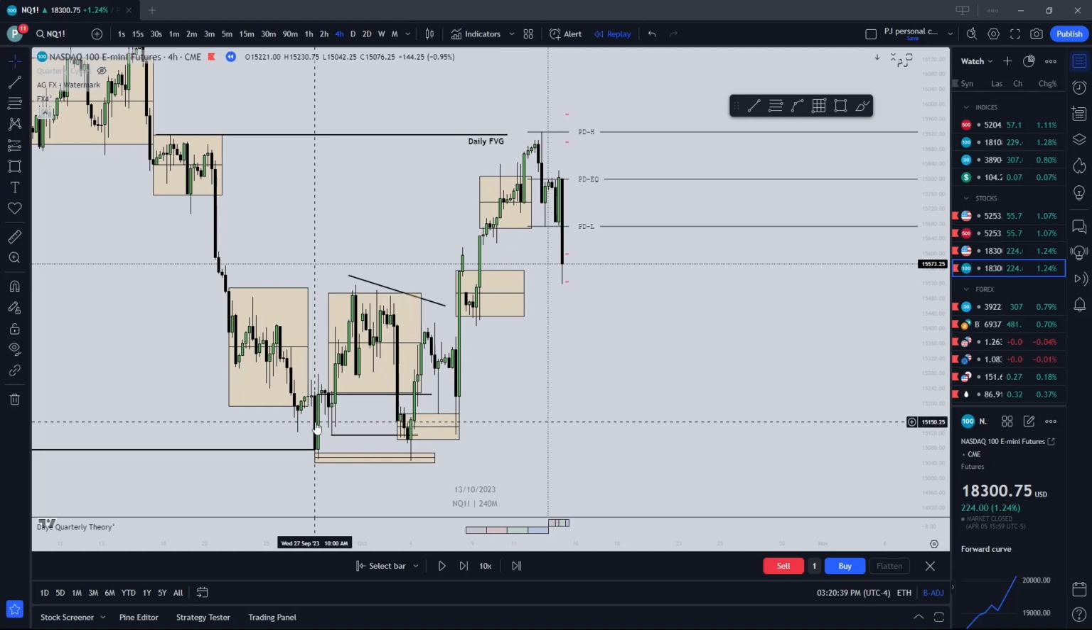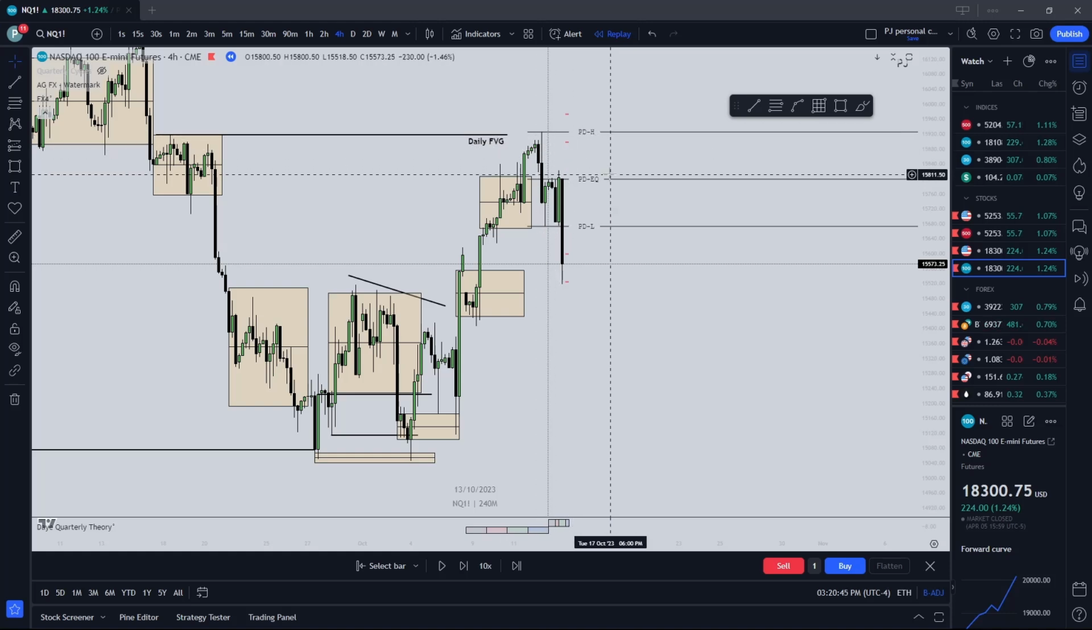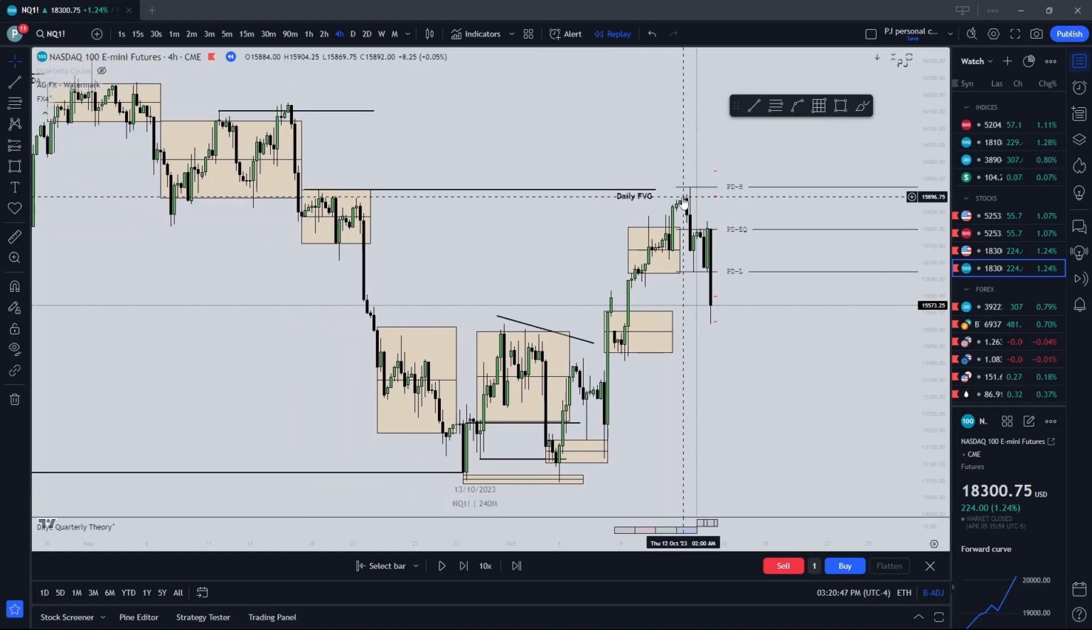Is that coincidence right there? Wednesday, 10 a.m. candle. Thursday, 10 a.m. candle. If you made it to this part of the video, mark that. It's a very key point of our 10 a.m. 4-hour candles, with our open, high, low, close.